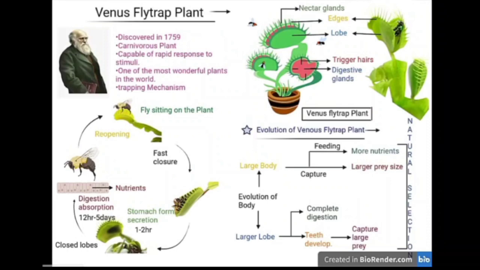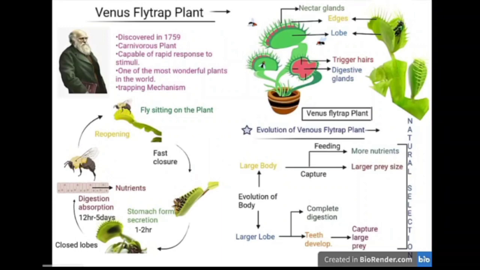So the flypaper trap is the ancestor of the Venus flytrap plant. Due to this, the snap trap mechanism provides it more nutrients and helps in the process of natural selection. So it mainly helps in evolution.